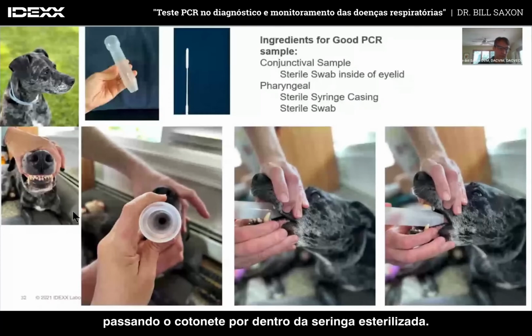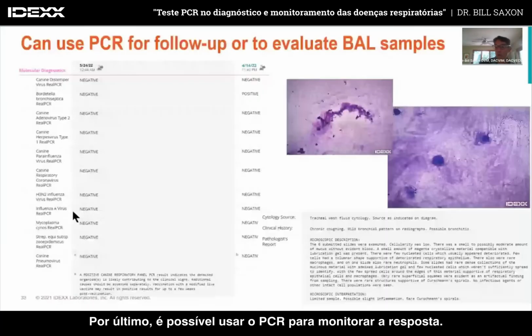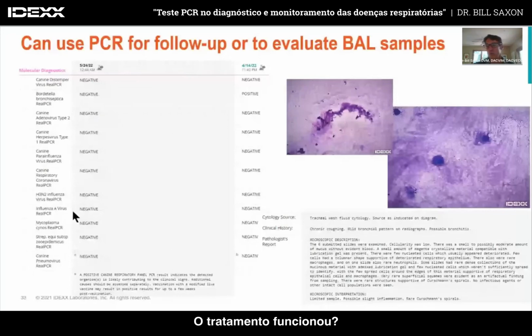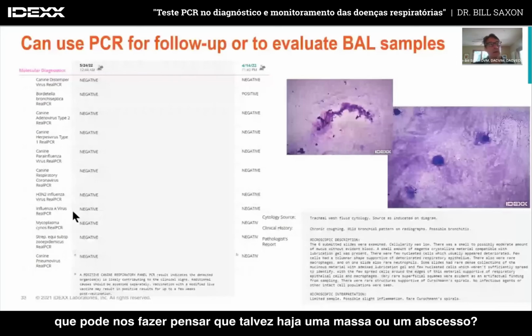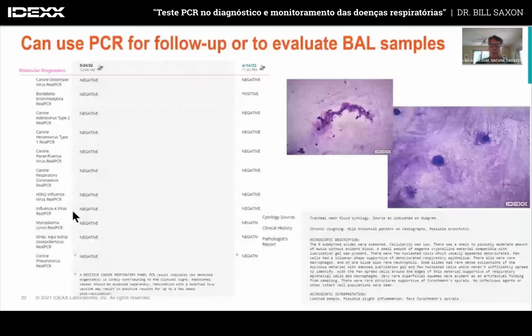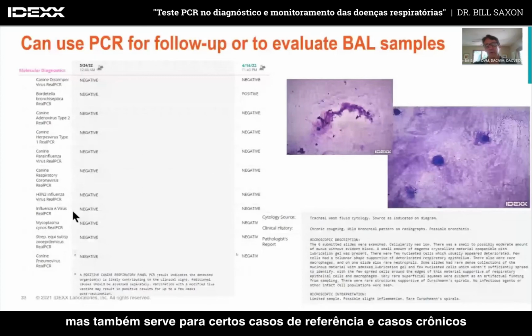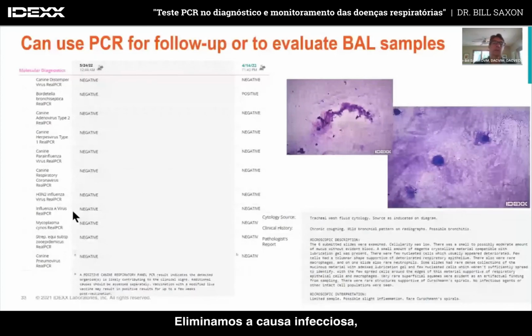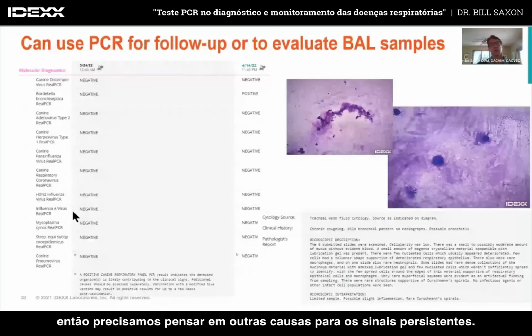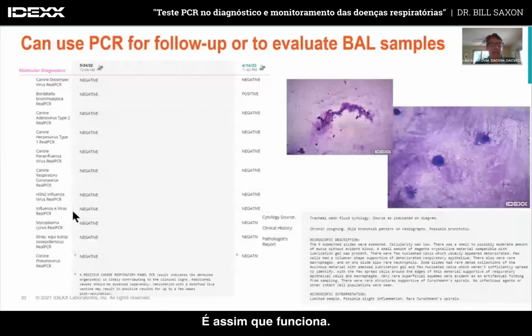One last thing, you can use PCR just to monitor response. So, did your treatment work? Is there some persistent unresponsive organism that might make us think maybe we do have a mass in there, maybe we do have an abscess now, something else to pursue? All right, so one and done, not necessary. Most often we just use PCR to diagnose respiratory pathogens, but in certain instances, and these would be the referral cases or the really chronic ones where you're thinking there may be multiple problems, you want to eliminate one. Yes, we've cleared the infectious cause, so now we have to address other causes of these persistent signs. You kind of get the picture there.